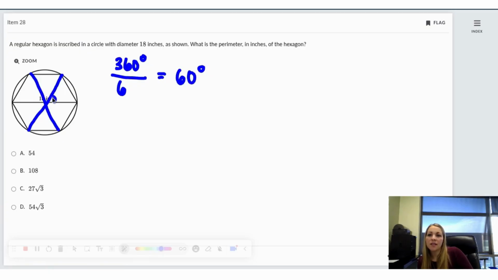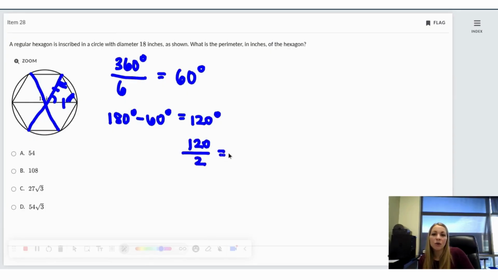Something else we might notice is that because these are the radius, these are equivalent. So because these are equivalent, we have an isosceles triangle. And because I have an isosceles triangle, these measures right here also have to be the same. And so if there's 180 degrees in a triangle, and we've already used 60, we have 120 that needs to divide these two parts. And that 120 divided by 2 is also 60. So I have an equilateral triangle right here.